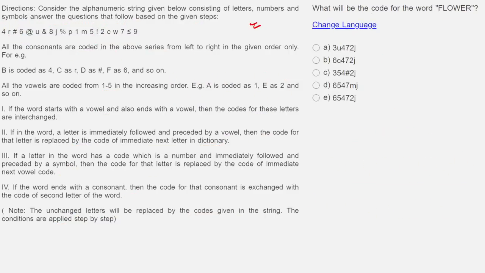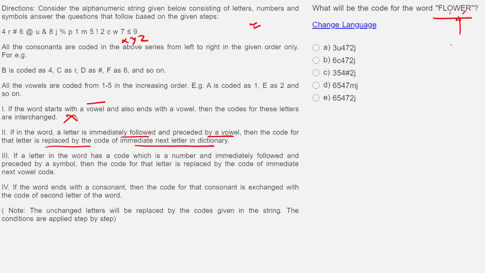Let us look at this question. Now I have to find the code for flower. Clearly the first rule will not apply, which is the one that starts and ends with a vowel. Next, if in the word a letter is immediately followed and preceded by a vowel, it is happening. Yes, W is preceded and followed by O and E respectively. So what will happen? Then the code for that letter is replaced by the code of the immediate next letter in the dictionary. W, U V W X, so I'll have X Y Z like this.